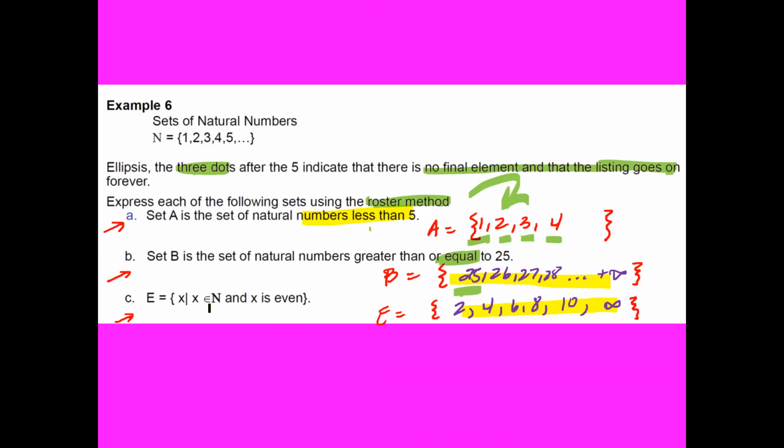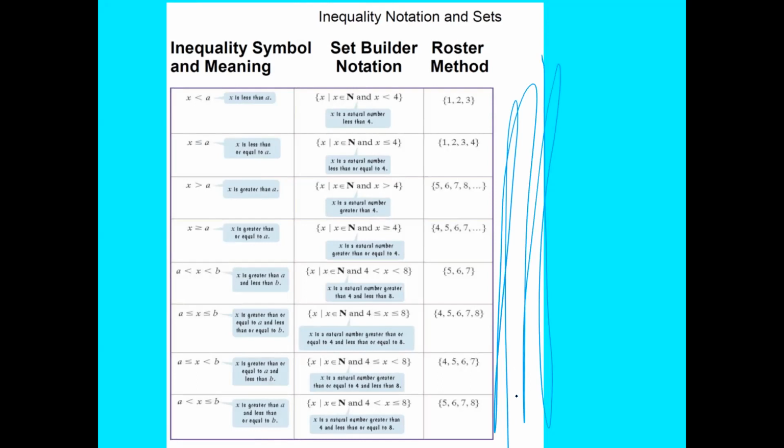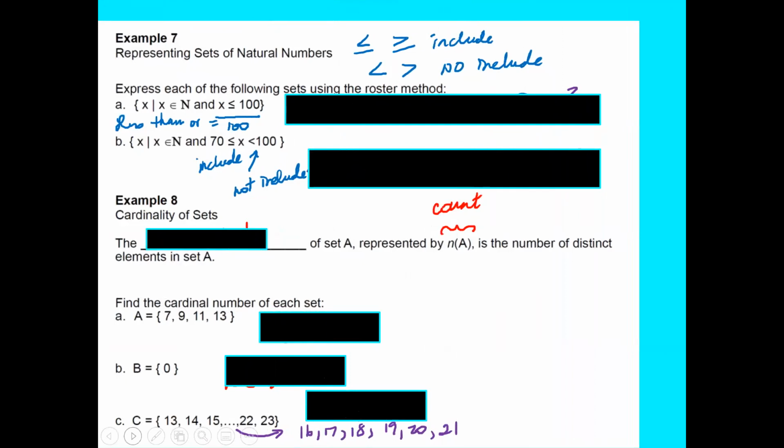C. X is an element of N and X is even. Okay, so we're going to include all the even numbers such as 2, 4, 6, 8, 10. And you can go ahead and put the little dot, dot, dot all the way to infinity. So it just keeps going. Go ahead and go over this part right here with all of the notations, and it does review the inequalities as well.